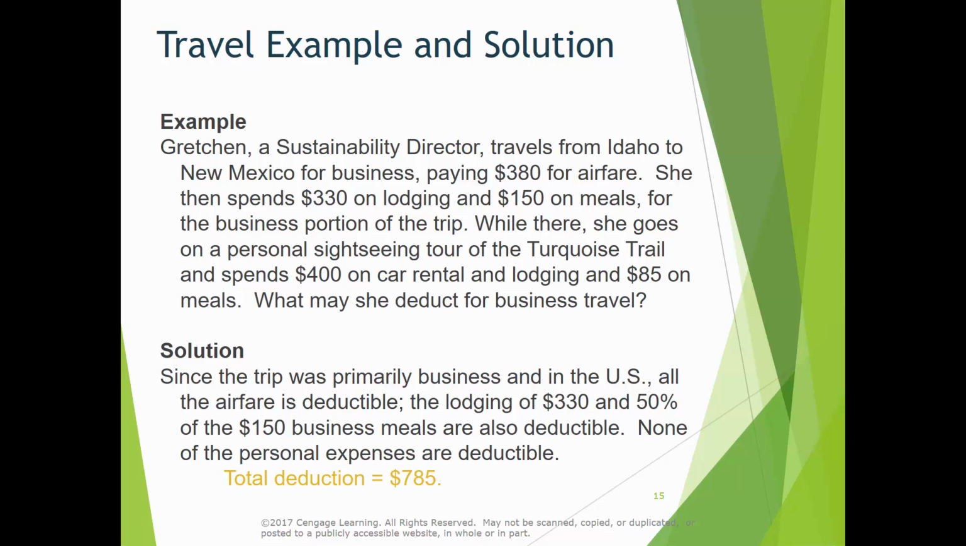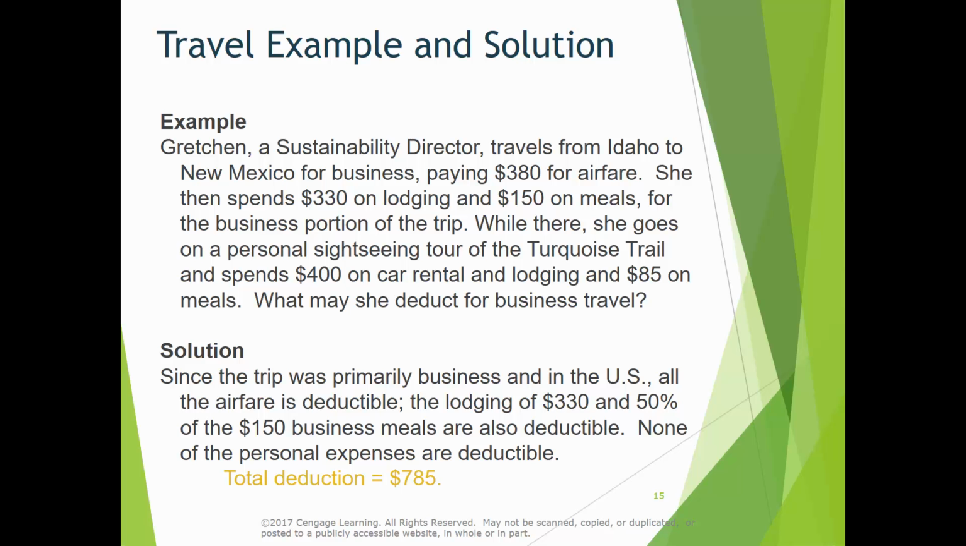She gets $380. Did she get all of her lodging? So she gets $330 up here, and she doesn't get any of it down here on the Turquoise Trail, right? What about the $150 on meals? Half of that, right? $75 for that. So $455, $880, $785, I guess. Yeah. So $785.